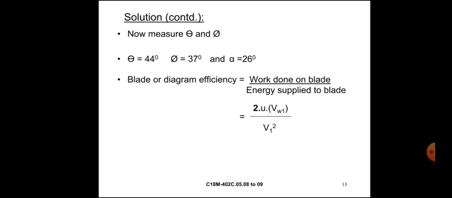Efficiency is 2U into VW1 by V1 square. VW1 is the steam inlet whirl velocity and V1 is the steam inlet velocity. So 2 into U, the blade velocity 180, into 361, divided by 400 whole square, is 0.81225. Diagram efficiency or blade efficiency is 81.25%.